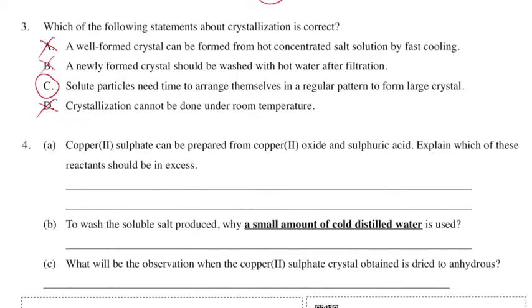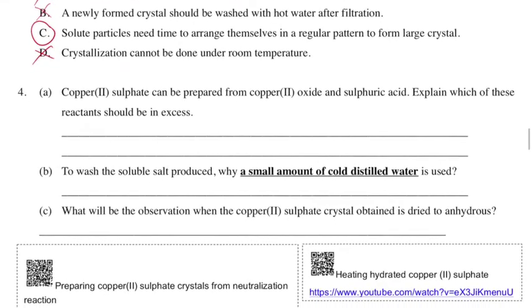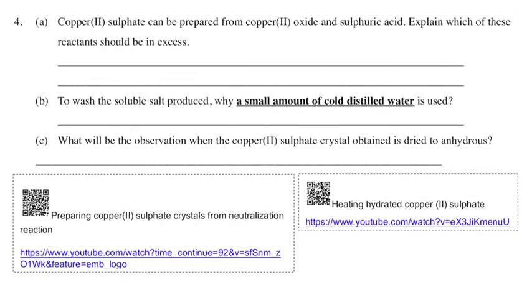The last one: copper(II) sulfate can be prepared from copper(II) oxide and sulfuric acid. Explain which of these reactants should be in excess. Okay, so in this question, copper(II) sulfate, which is a soluble salt, is the target salt. And then we have the two reactants, copper(II) oxide, which is a solid, and sulfuric acid, which is a solution. First of all, you need to be clear that we cannot have both of the reactants in excess. Otherwise, they're going to react again until one of them becomes a limiting reagent.